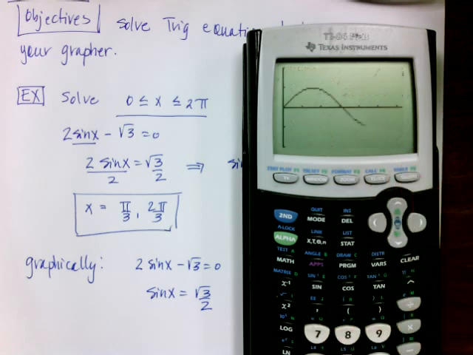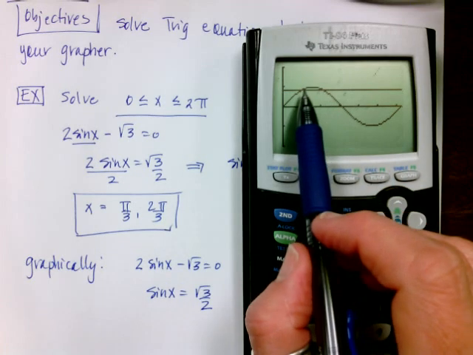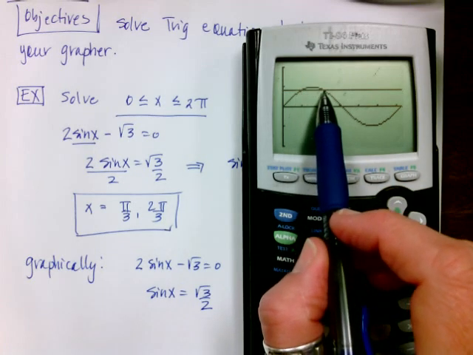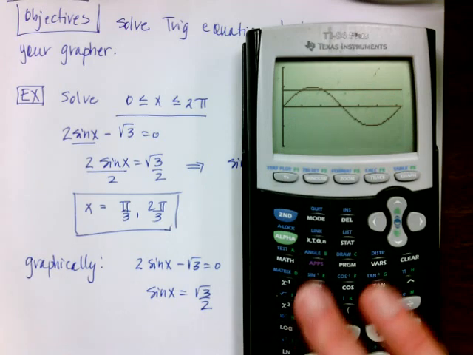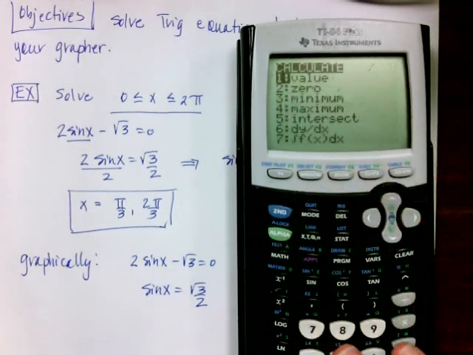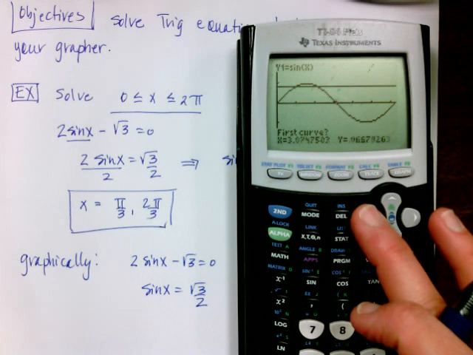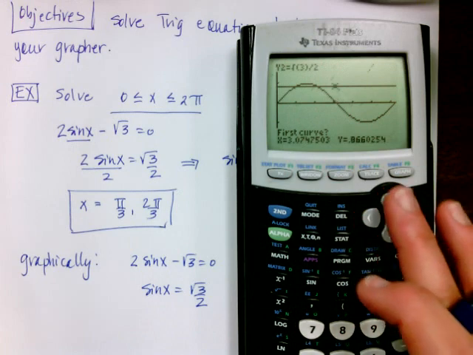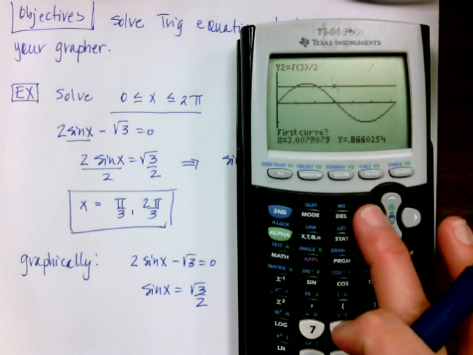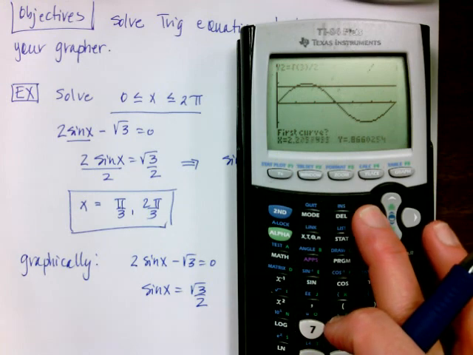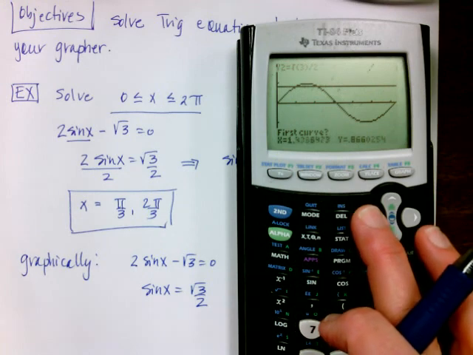Okay, so there's my sine curve in the interval from 0 to 2 pi, and there's the line y is equal to radical 3 over 2. So I have 2 points of intersection, this one and this one. So I need to find those. So I'm going to do second calculate 5 for intersect. And I am actually going to use my down arrow to get on the straight line because the shortest distance between 2 points is a straight line.